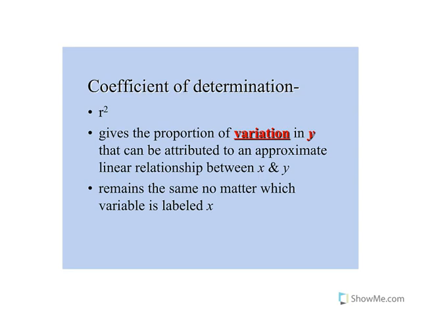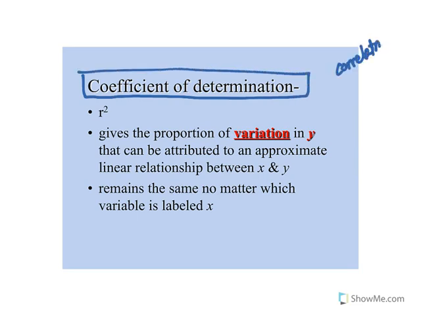Once we know that a linear relationship is appropriate, we can calculate what is known as our coefficient of determination. Remember, our correlation coefficient was called R, but R squared is called our coefficient of determination. The coefficient of determination gives us the proportion or percent of variation in the y values that can be attributed or explained by the linear relationship between the x and y values.